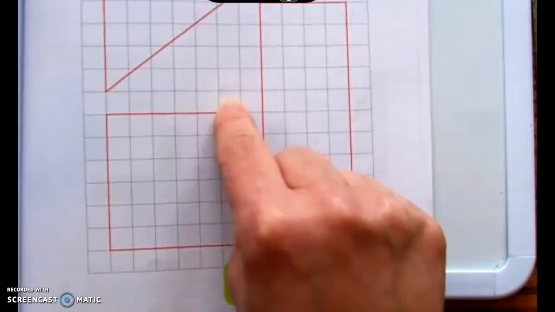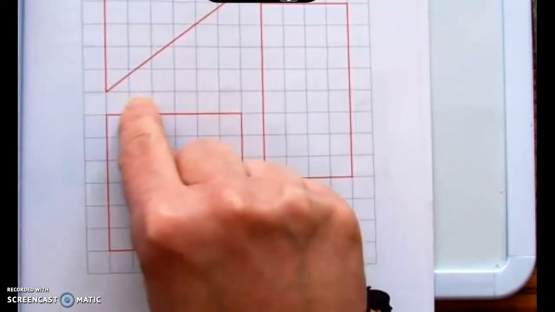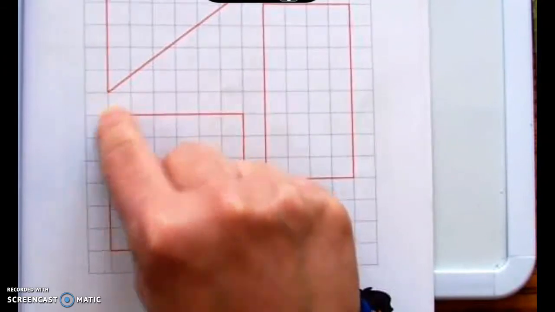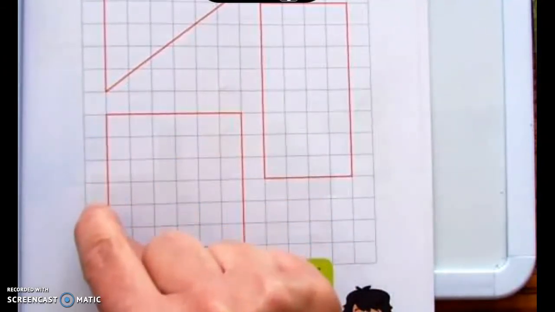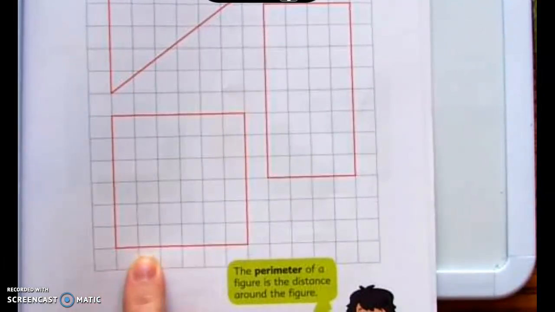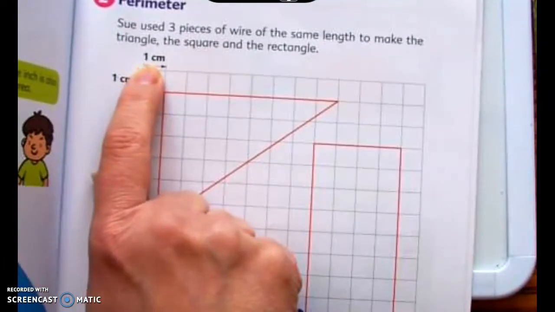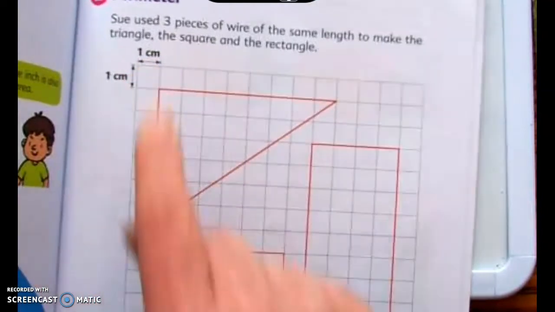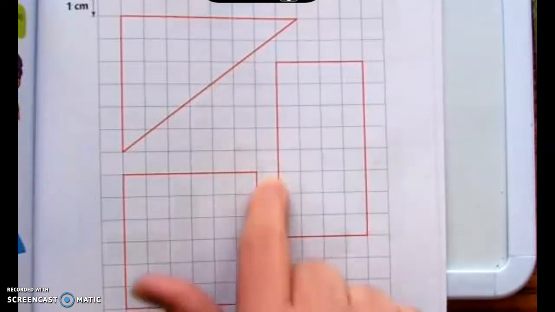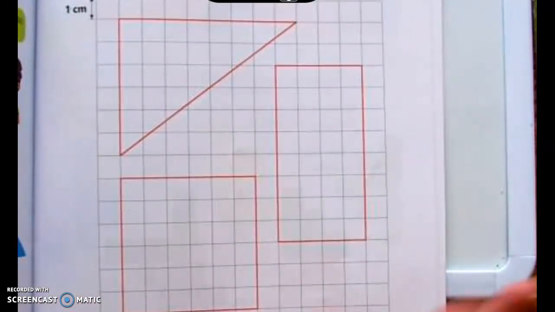Let's see if we're right. 13, 14, 15, 16, 17, 18. And then I'm guessing 6 more is going to be 24. Let's find out. 19, 20, 21, 22, 23, 24. So all the way around the outside, we have 24. And if we're talking about centimeters, it's not square centimeters this time because we're not doing the full squares inside. It's 24 centimeters itself around the outside. So no square this time.